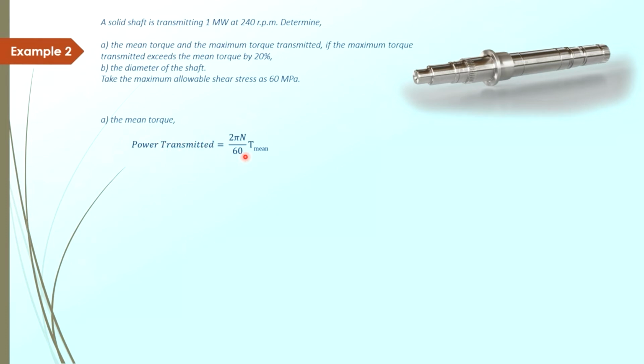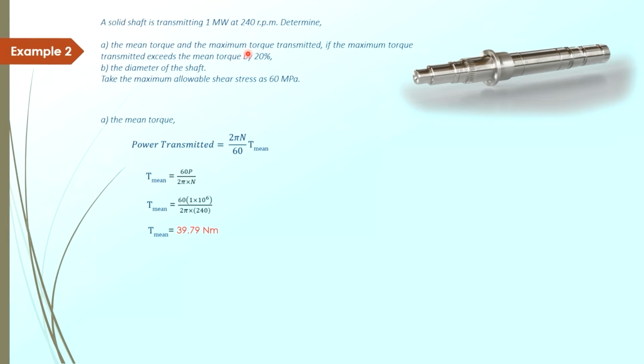Based on the power transmitted formula, you have 2 pi N over 60 times T mean. So N is 240. Power transmitted is 1 megawatt, which is 1 times 10 to the power of 6. From this formula, the torque that we found would actually be T mean, the mean resisting torque. From there onwards, we can find out T mean is 39.79 Newton meter.